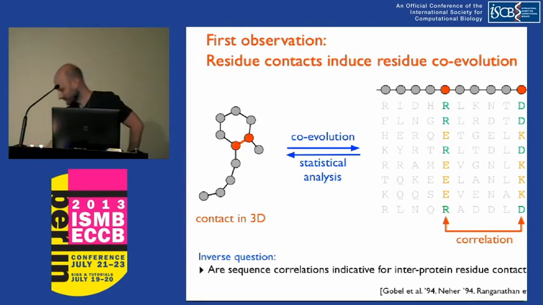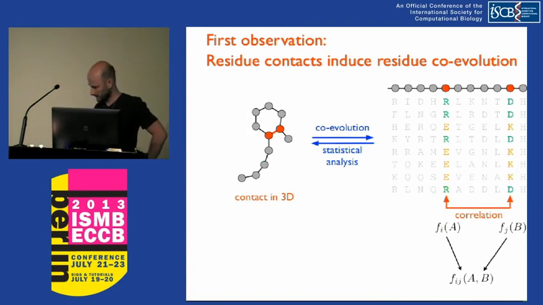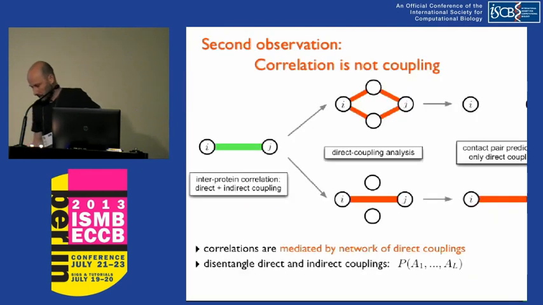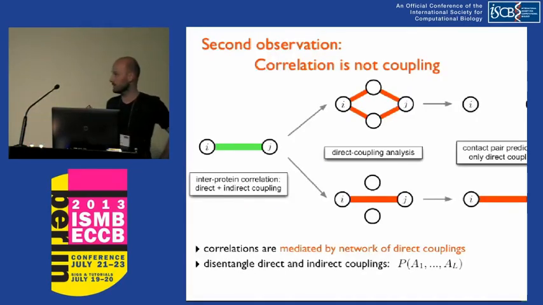And anyway, the correlations are very easily measured. For instance, one way is to look at two columns. You look at the statistics of amino acids in each of these single columns of the alignment, and then you look at the joint occurrence of amino acid pairs in the same protein in the two columns. If this Fij is different from Fi times Fj, it's correlated. It's very simple.